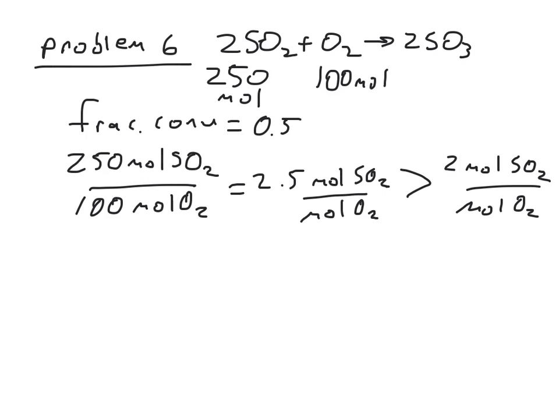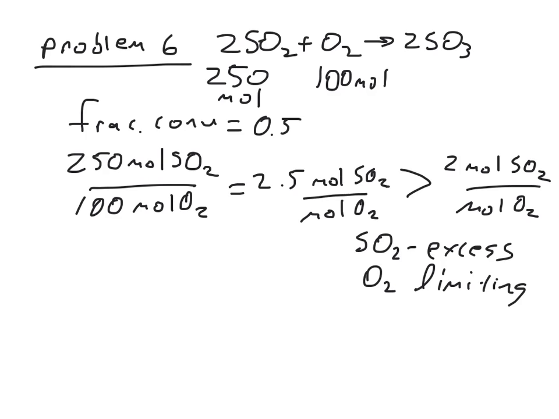So this number right here, again, is greater than the stoichiometric ratio, which was derived from the reaction equation. What this implies is that the species on top, since it's greater than that, is in excess, so SO2 is in excess and O2 is limiting, which is very good information to know. So the fractional conversion, we were told, was for the limiting reactant. So this is the fractional conversion of O2, because that's the one that's limiting.